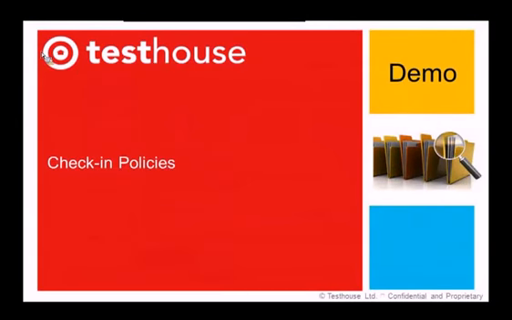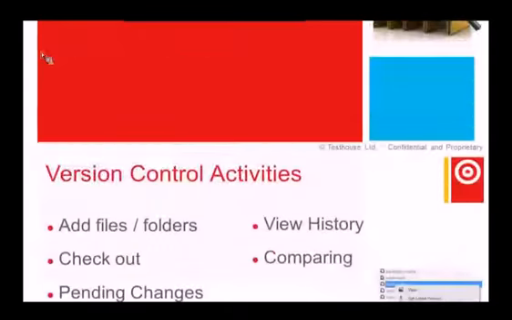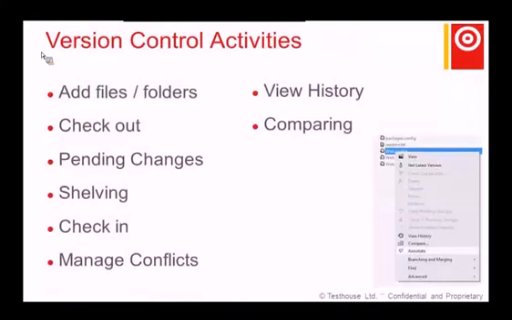So check-in policies are very important to set up before people start to work to help maintain quality. They're very useful things. So now that you've got a workspace and you've set up your policies, it's time to do some actual work. You can add files and folders to the code control system. You can check things out. Anytime you check something in, it goes into a pending changes state, and you have to actually go in and expressly say you want your pending changes to take effect. That gives you a chance to back out if you want to.